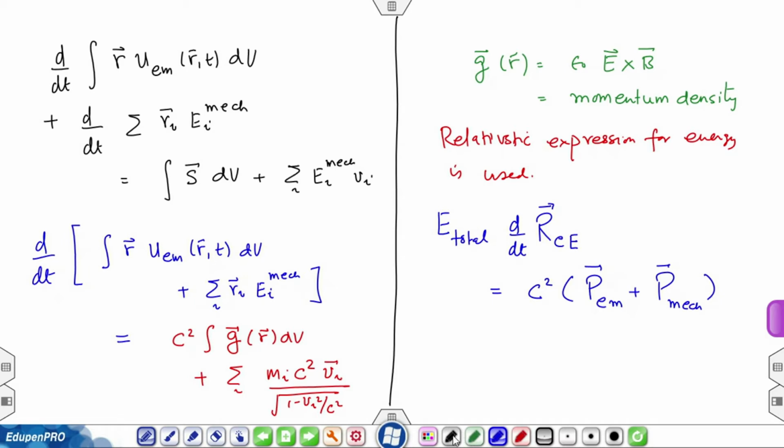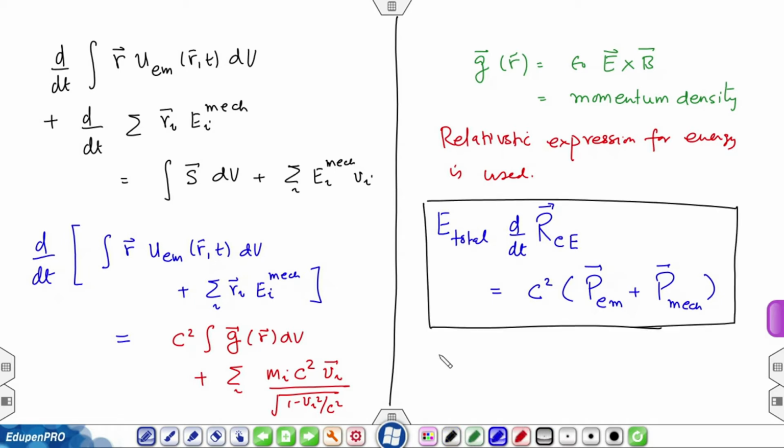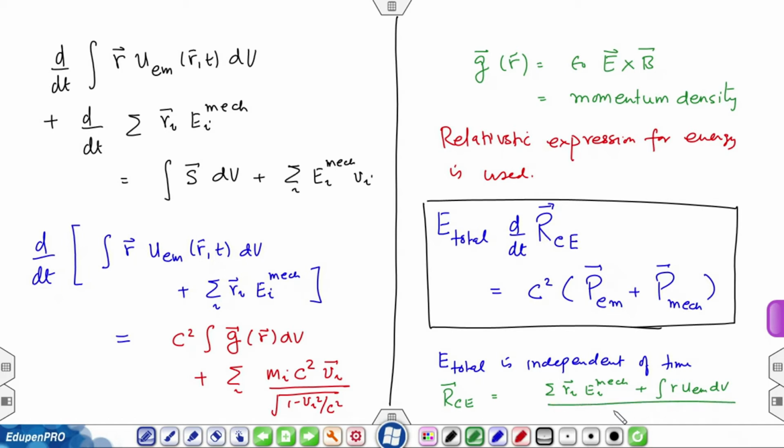So, we proved the theorem. Notice I could write this because we will assume that E_total is independent of time. If it were not, then it would remain inside, and r_CE is defined as the summation of r_i E_i mechanical plus the integral of r u_em dV, divided by E_total. So, this is the center of energy theorem.